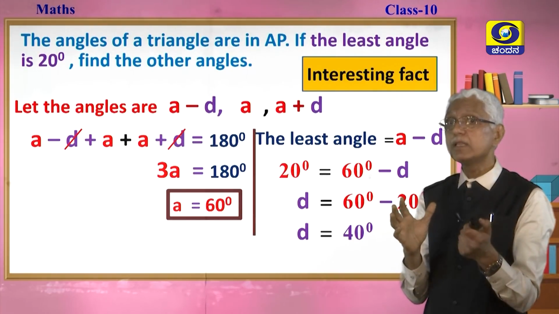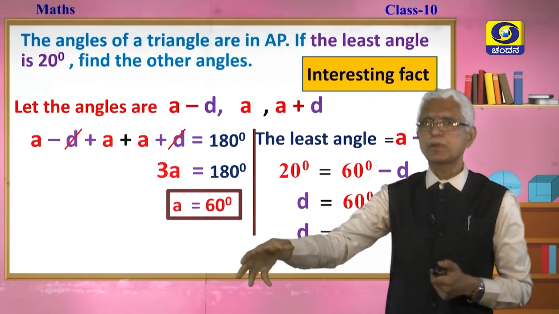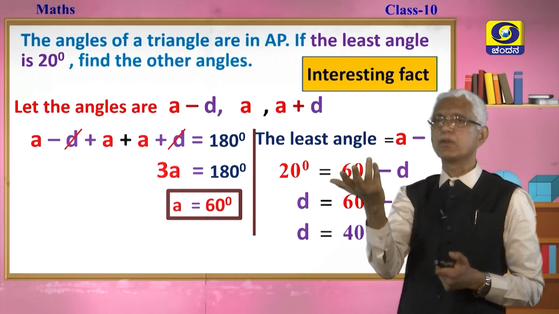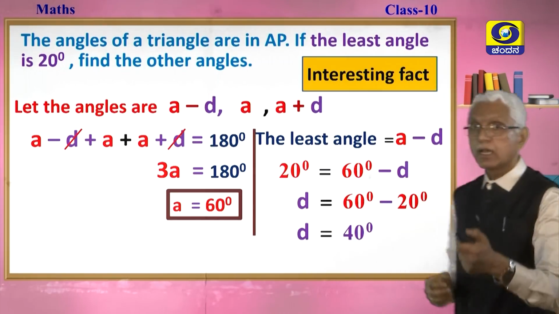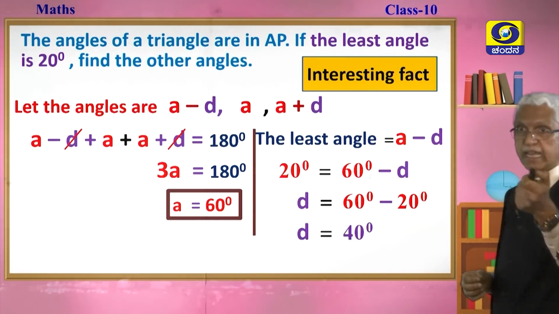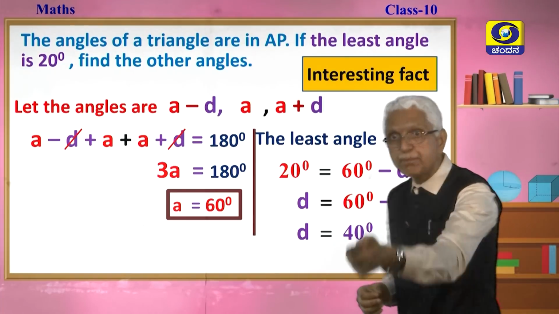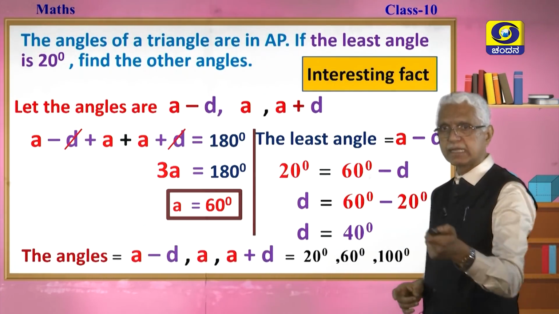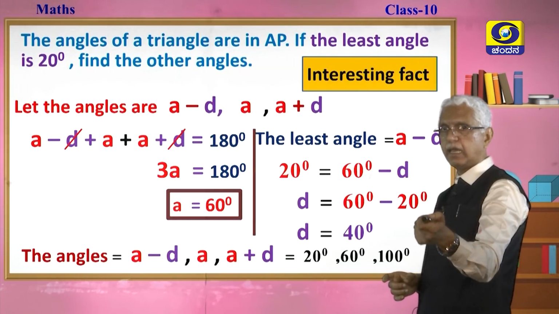In a hurry, what will children do? 60, 60 plus 40, 100, 100 plus 40, 140. Sum of three angles is more than 180, is not a solution. Remember, the three angles are a minus d, a, a plus d. Please use that now. Okay. So, the three angles are a minus d, a, a plus d.